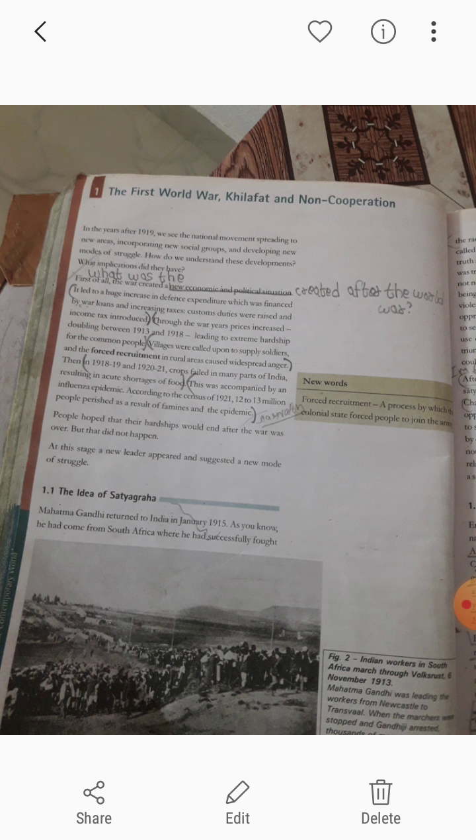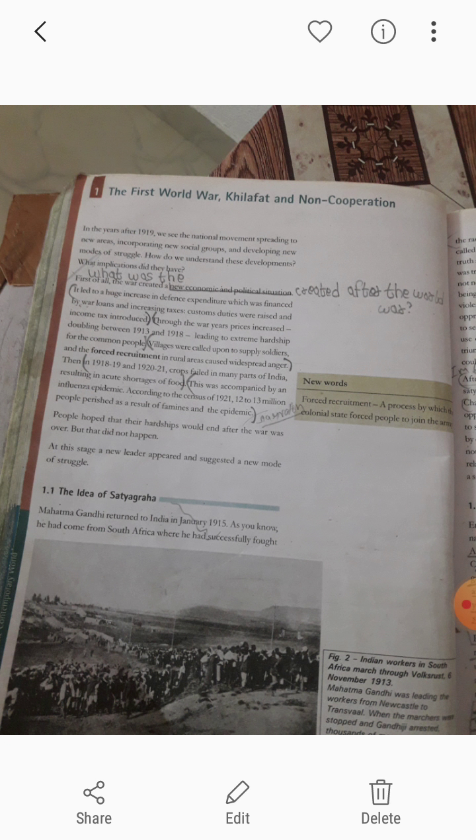Villages were called upon to supply soldiers, and they were forced to go to the war from the rural areas. Clear? So after that, what happened? Crops failed in many parts of India, which resulted in acute shortages of food. This was accompanied by what? Influenza epidemic. Clear?